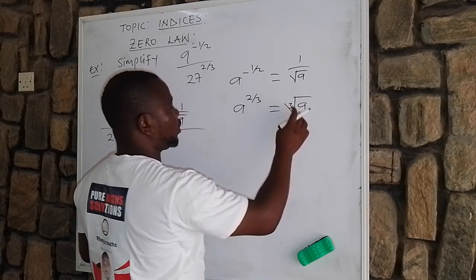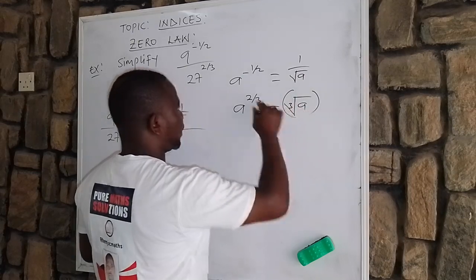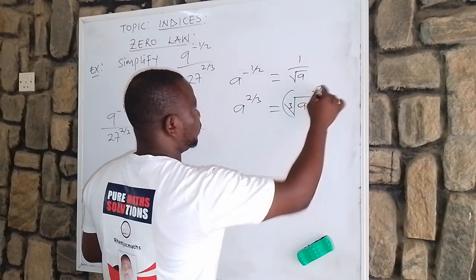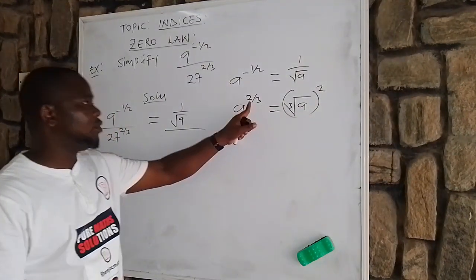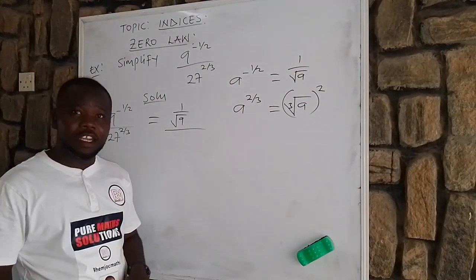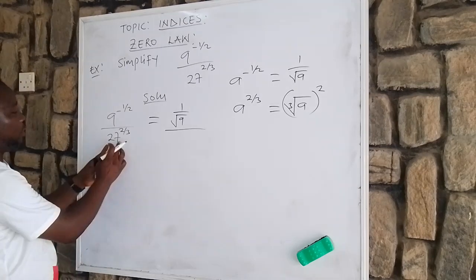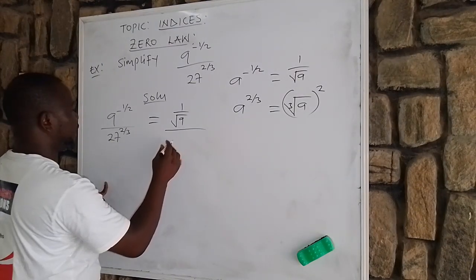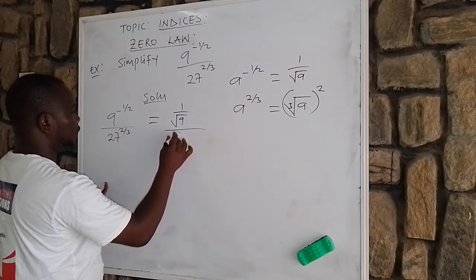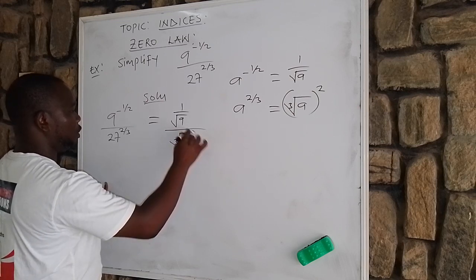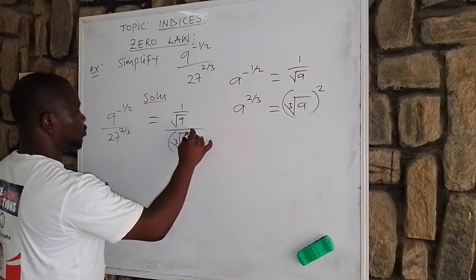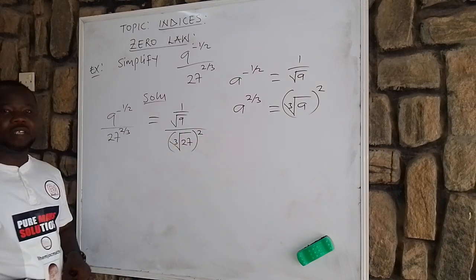Cube root of a, open bracket, raised to the powers of 2. Yeah, because if you simplify this, it will give you back this. Is that clear? If you can see what I am saying here, this is the same thing as cube root of 27, open bracket, raised to the powers of what? 2. Do you agree with me?